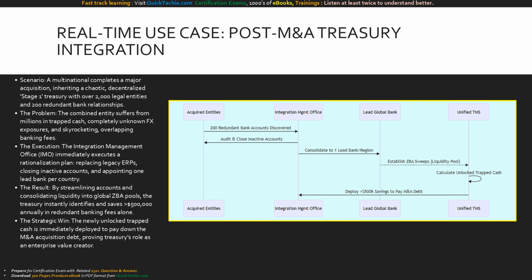They suffer from millions in trapped liquidity, completely blind FX exposures, and skyrocketing, overlapping banking fees. The execution: a dedicated integration management office springs into action. They execute a ruthless rationalization plan. They replace the legacy systems, close hundreds of redundant local accounts, and consolidate down to one lead partner bank per country. The result: by streamlining these accounts and funneling the cash into global ZBA pools, the Treasury immediately saves over $500,000 annually just by eliminating redundant bank fees.